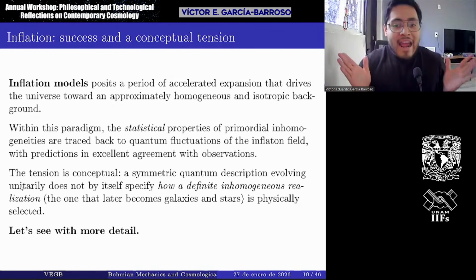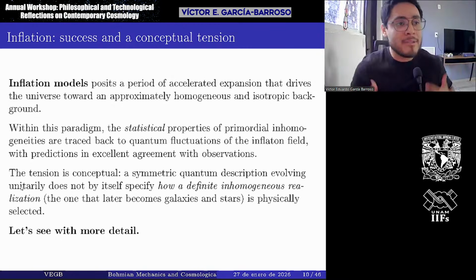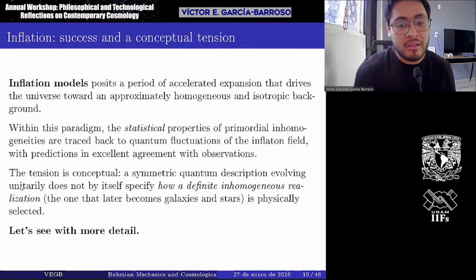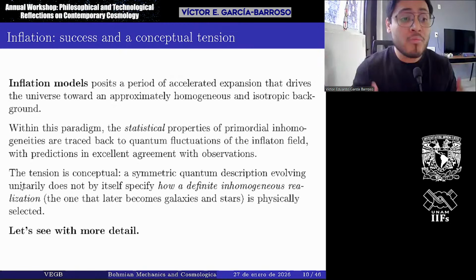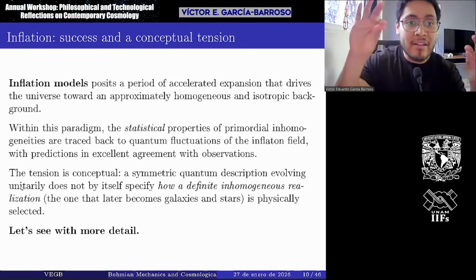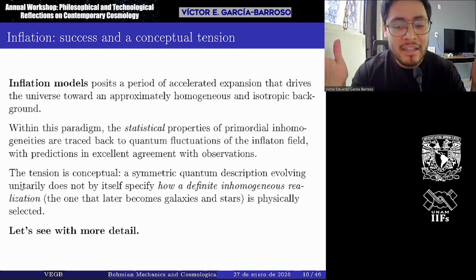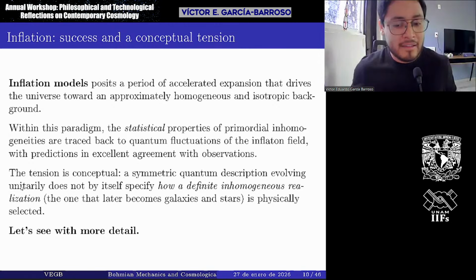We usually answer this with inflation. Inflation is incredibly successful. It predicts statistical properties of the universe with great precision. But there is a conceptual gap. Inflation assumes that the universe starts in a symmetric quantum state. The question is, how does a symmetric state turn into a specific non-symmetric reality? How does the quantum possibility become an actual galaxy?